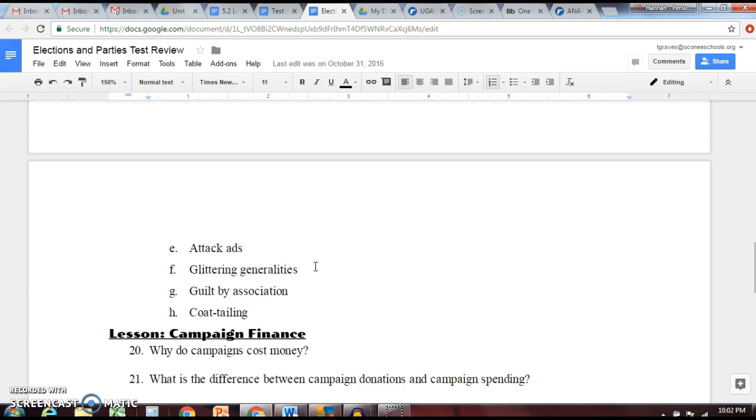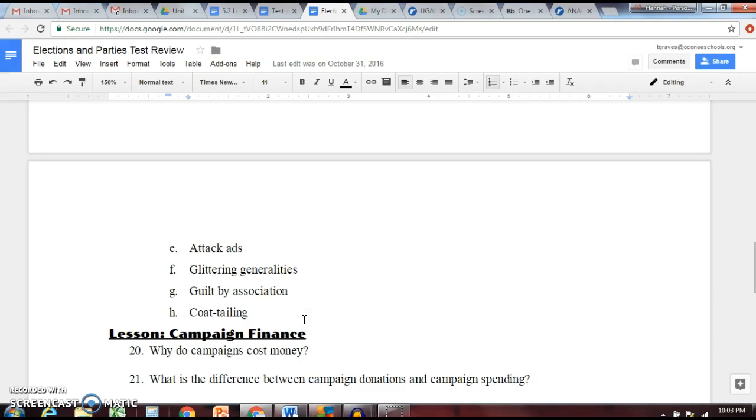Glittering generalities is like a campaign slogan: Make America Great Again, or Hope You Can Believe In, or Change You Can Believe In, which is what Barack Obama used when he was first elected in 2008. Guilt by association, this is where, even though you might not have done something wrong as a candidate, you might be associated with a politician who has done something wrong, and it can hold you back.